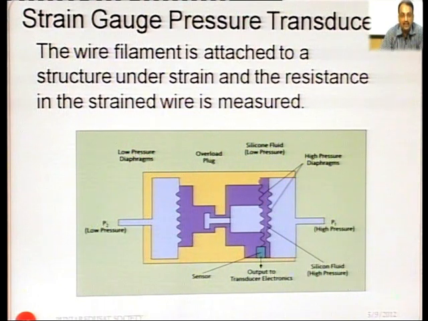The wire filament is attached to a structure under strain. So, the wire filament is attached to the structure, and the resistance of that strained wire, whose length or area changes, is measured. This is a diagram of a strain gauge. Here is a diaphragm. To the diaphragm a strained wire is connected, and with the change in the deformation of the shape of the diaphragm, there is a change in the length and area of the wire filament.